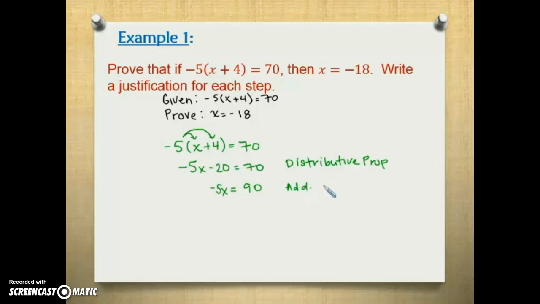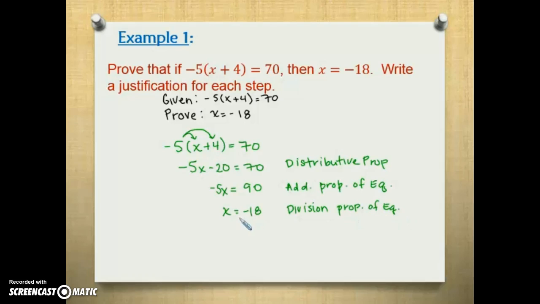I'm going to go ahead and abbreviate some of these so we don't have to write a lot. There we go. So I added 20 to both sides, so therefore my equation is still equal. The last step here to solve for x is to divide both sides by a negative 5. When I do that, I get that x is equal to negative 18. The reason I'm allowed to do that is because of the division property of equality. It says if I divide both sides by the same term, then the equations will still be equal.